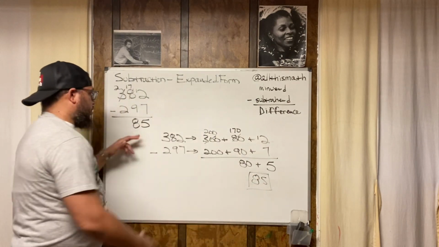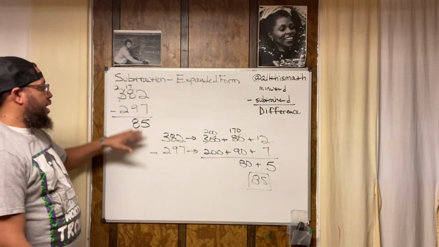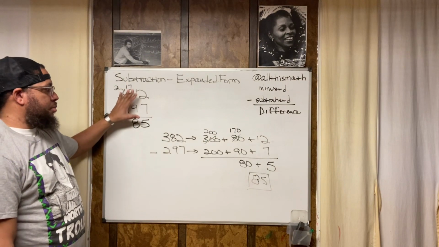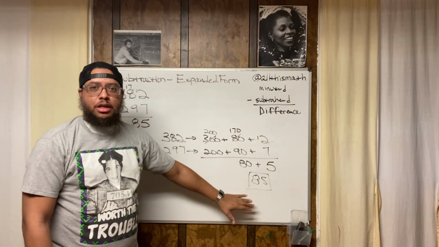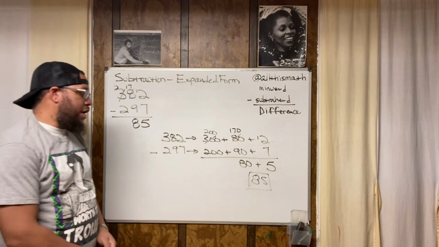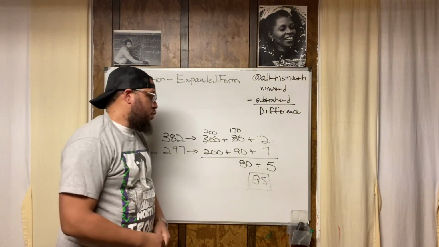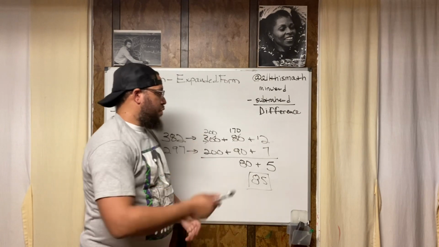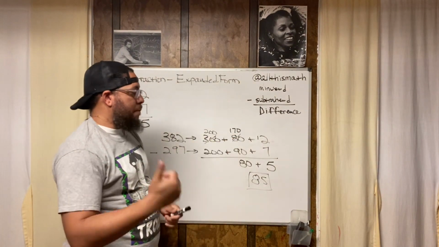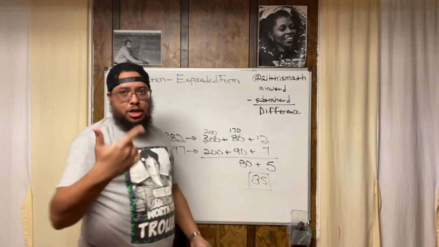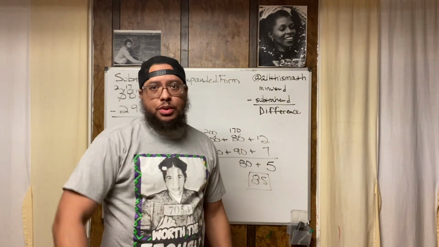So notice how we did it two different ways, right? We did it without expanding the numbers. We did it by expanding the numbers. Either way, we still get 85. All right. Now, there's a bunch of ways to do this, though. Matter of fact, there is a way where we can borrow without borrowing tens, hundreds, thousands. We could borrow exactly how much we need.